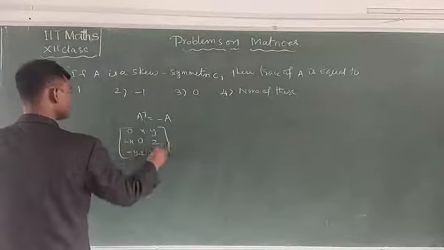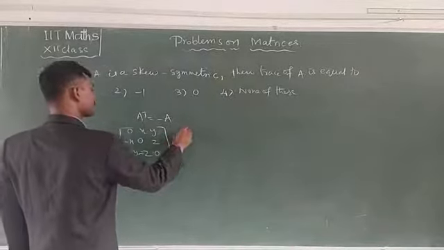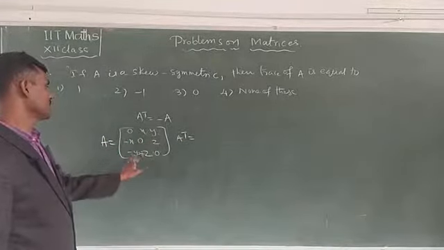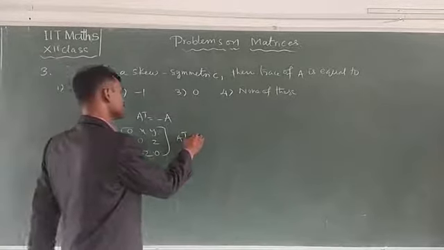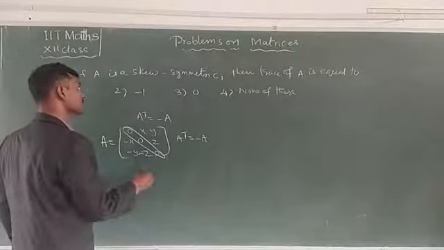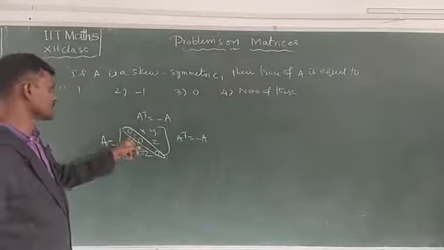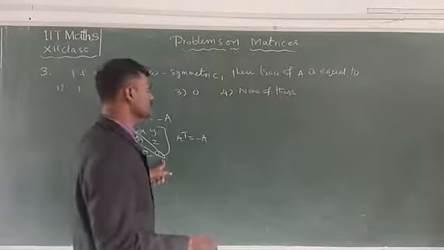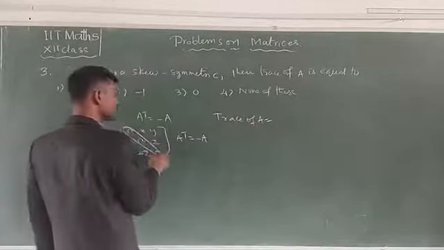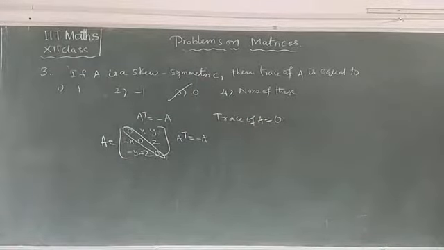This is A transpose also. A is equal to [0 X Y; minus X 0 Z; minus Y minus Z 0]. Here A transpose is equal to minus A, but here the principal diagonal elements are all equal to 0. A skew symmetric matrix means its principal diagonal elements are all equal to 0. That's why the trace of A is equal to 0 plus 0 plus 0, which is equal to 0. That's why this is the third option. Note down. This is a very basic question.